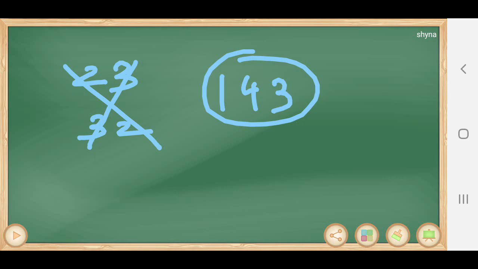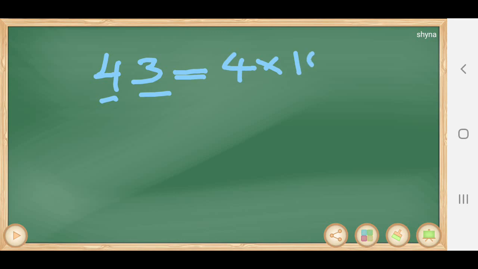How will you do it? Okay, dear children, first of all, a two-digit number, for example, 43. What is the expansion of a two-digit number? 4 is in tens place, 3 is in ones place. So we will write 4 into 10 plus 3. 43 we can write as 4 into 10 plus 3.